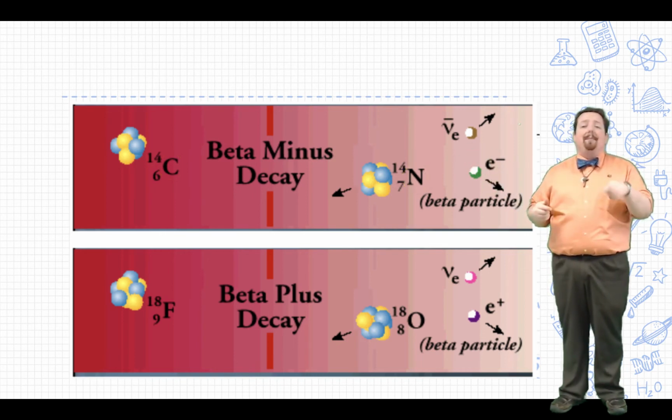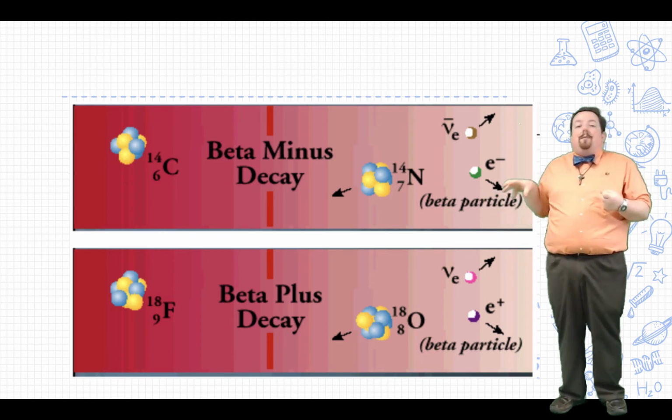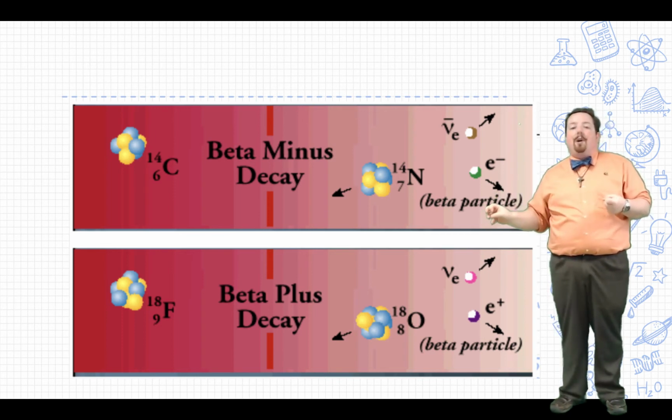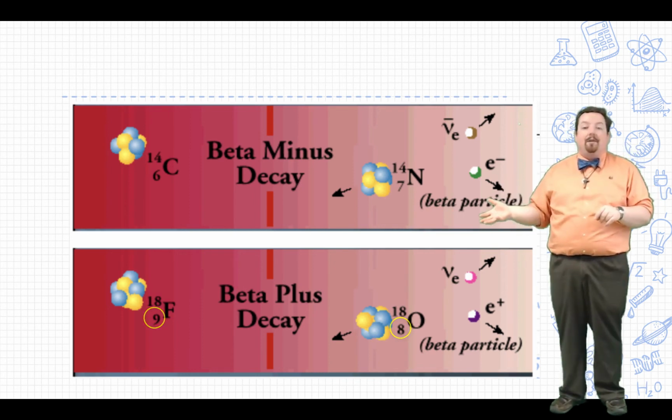We can also have beta plus decay, where we take, in this case, a fluorine atom, which absorbs a beta particle, or adds that electron particle to a proton, turns the proton into a neutron, which doesn't change the mass, but it does reduce the atomic number by 1, turning into oxygen.